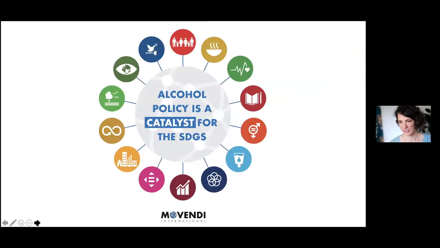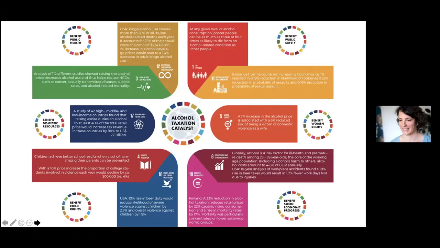And this is just to demonstrate that, based on the analysis, we can see that alcohol policy is a catalyst for SDGs. I really don't want you to read this right now, but it's available. This was Movendi's analysis of how alcohol taxation would contribute to different SDGs, like better education for kids, gender equality or inclusion, or also eradicating poverty or hunger.